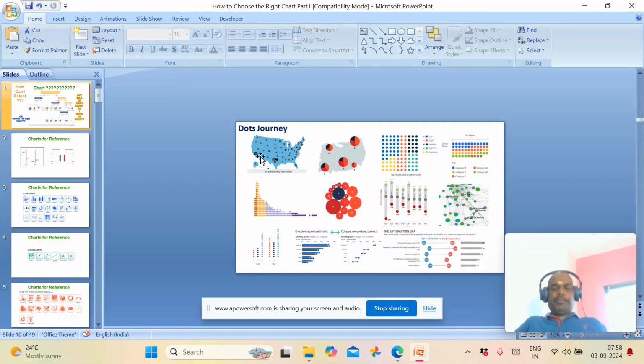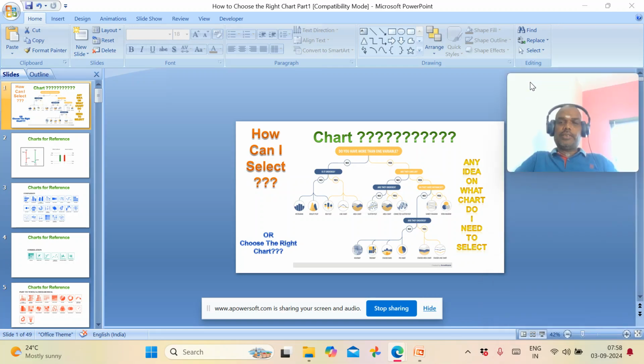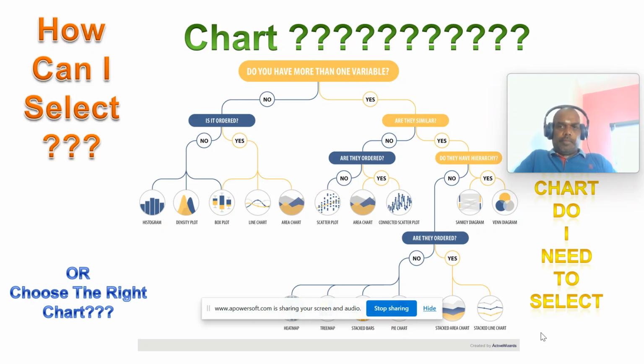Very good morning. Today, I would like to discuss an important topic on the charts. Actually, this is a quite interesting chart. Why do we go for a chart? Even I too had questions in my earlier days.